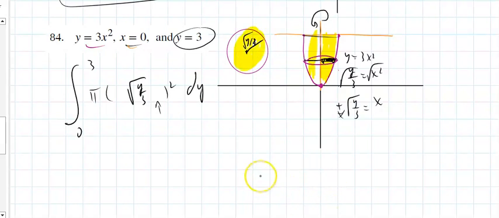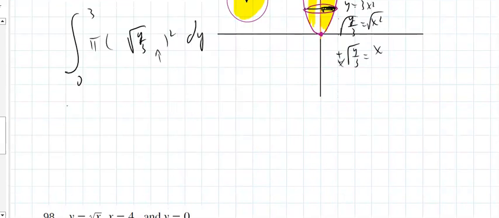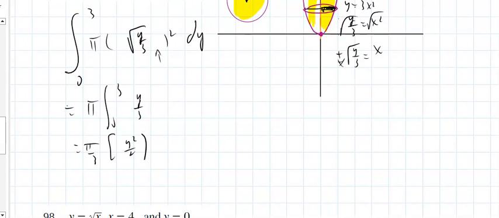And you could work this out really quick. That is pi times the integral from 0 to 3. When you square a radical, it cancels out. So that's pi over 3 times y squared over 2 evaluated from 0 to 3. Pi over 6. 3 squared is 9 minus 0, of course. So that is 3 pi divided by 2.